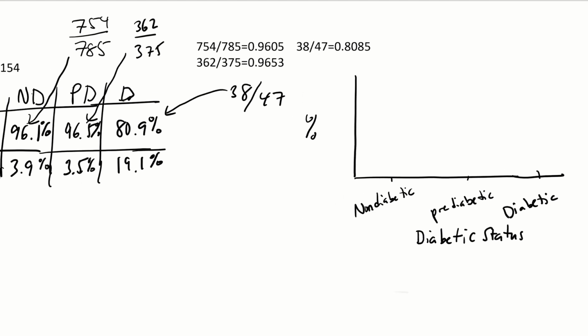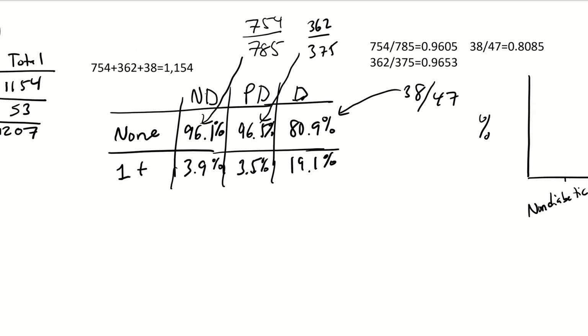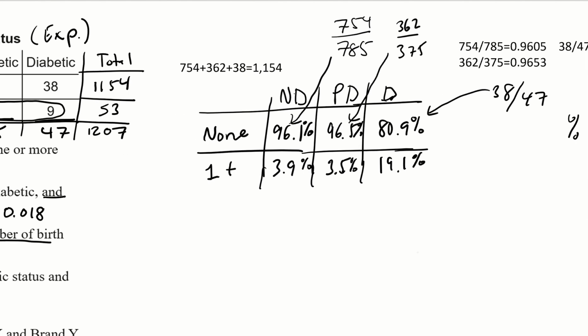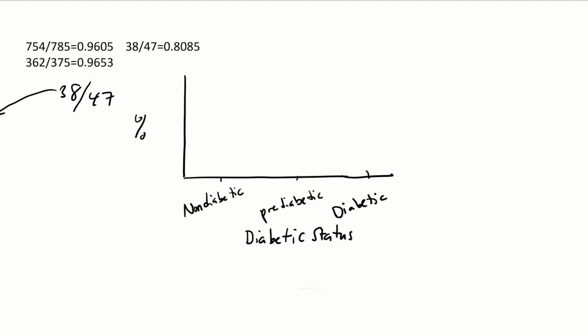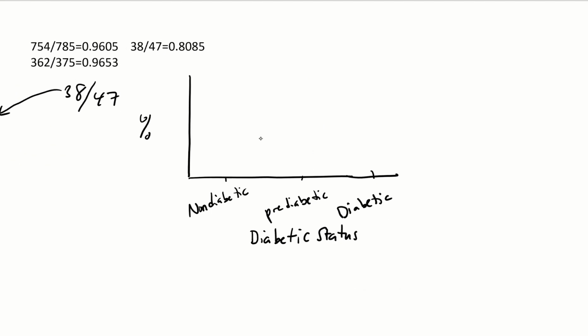All right, and we have two different things going on. Either they have no defects or they had one or more defects. So we're going to do a key. So we're going to say if we fill it up, if we shade it, it's 1 plus defects. If we don't, then there's none. No defects. All right. Okay, so now we can do it.